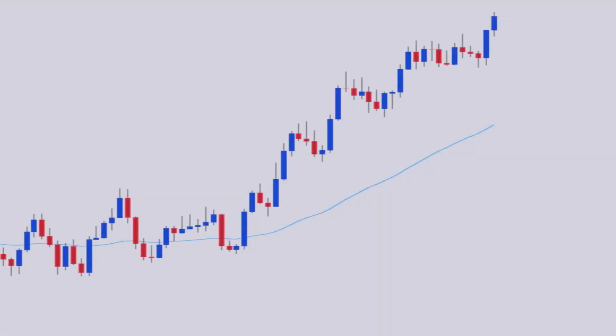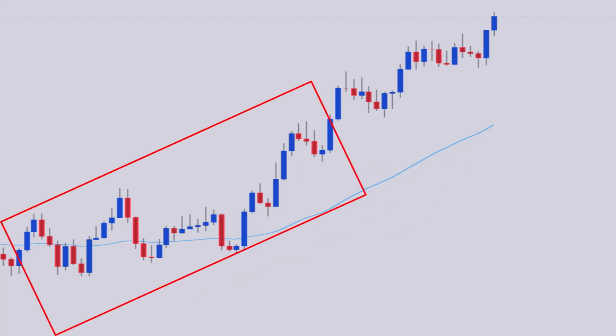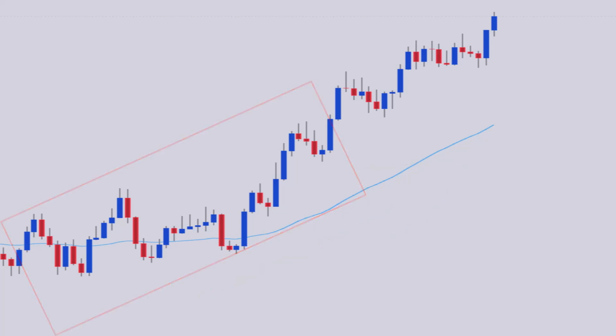Let's start with trend trading. Let's say you're on the daily time frame and have identified a clear uptrend with higher highs and higher lows. You've also identified a key support level and notice the 50 EMA also sits right there. This makes this a high confluent point.